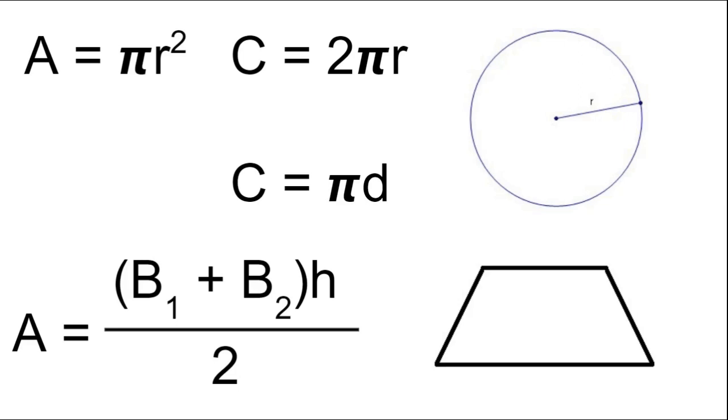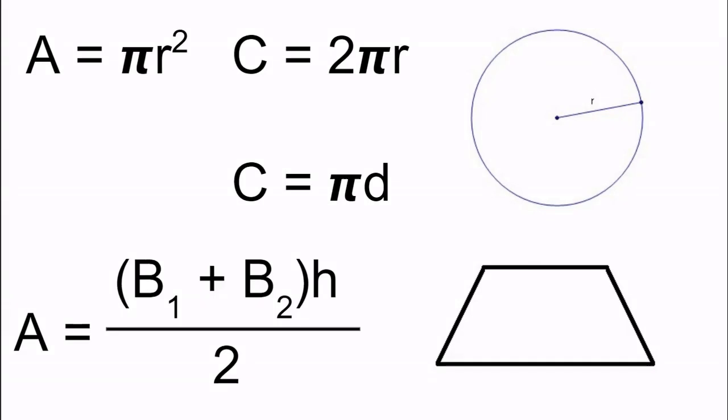Now let's look at a trapezoid. Now the formula of a trapezoid is kind of long, but it's very simple once you understand it. So the formula is area equals base 1 plus base 2 times height divided by 2. So what this is saying is that we take both of the bases, so the line at the bottom and the line at the top, add them together, multiply by the height, and divide it by 2. And this will give you the area of a trapezoid.